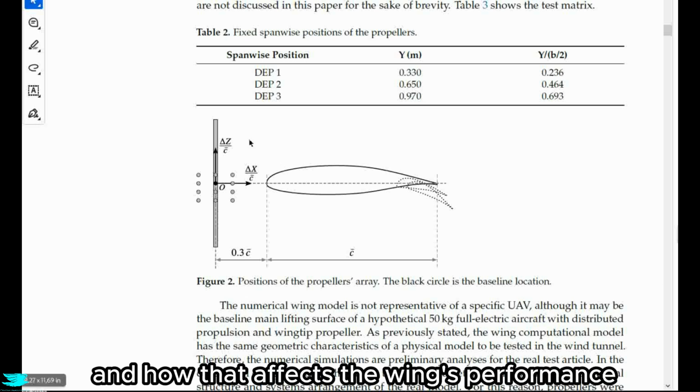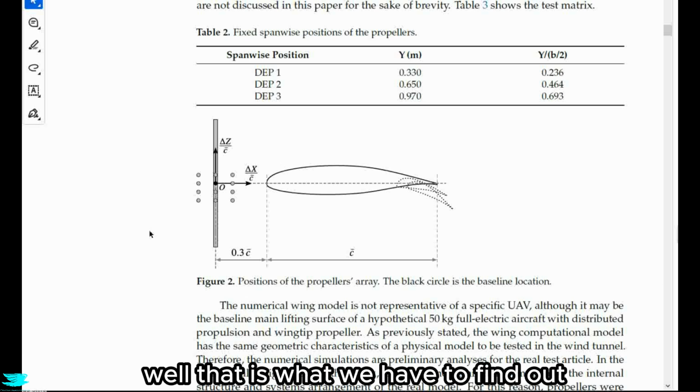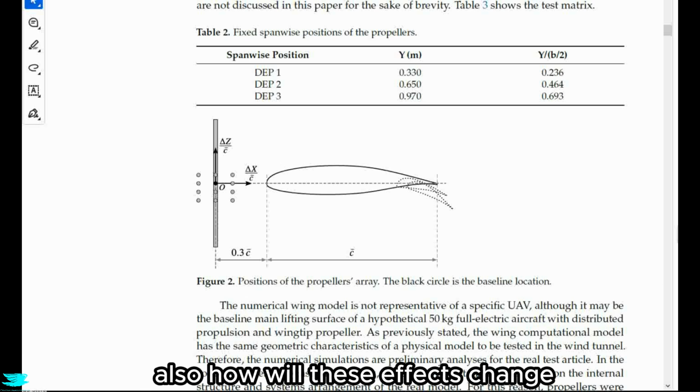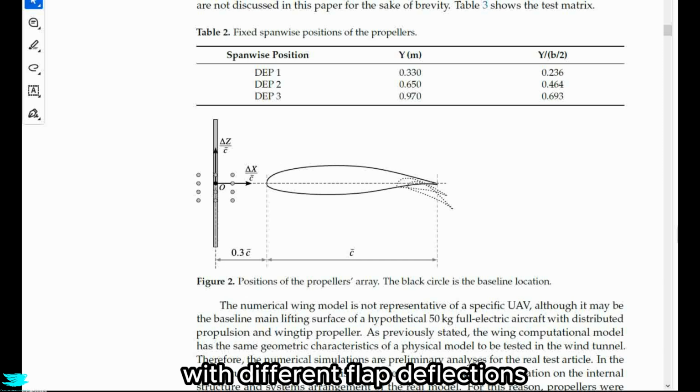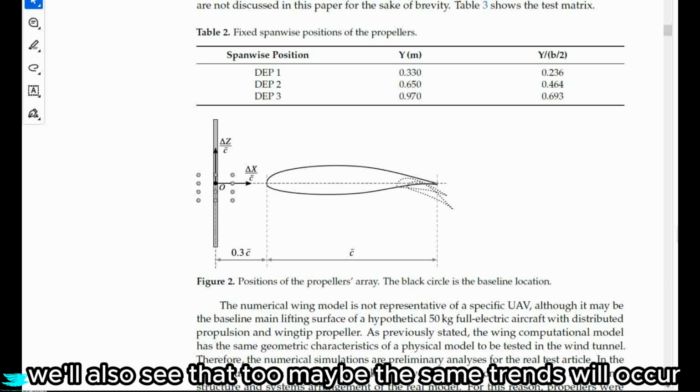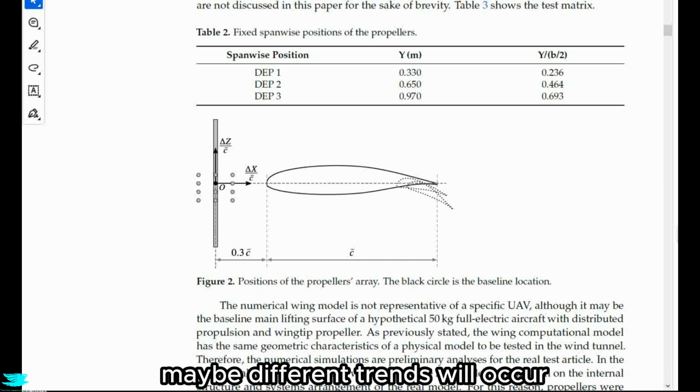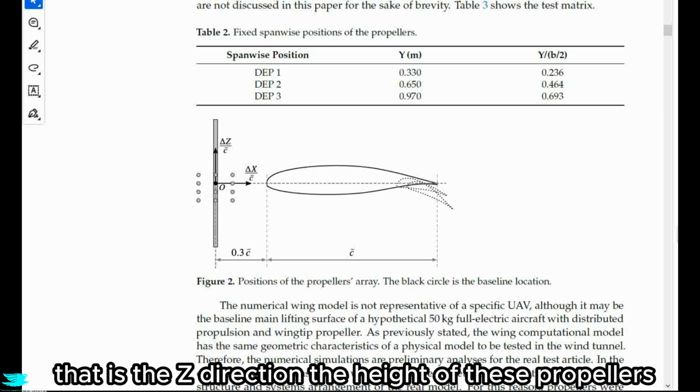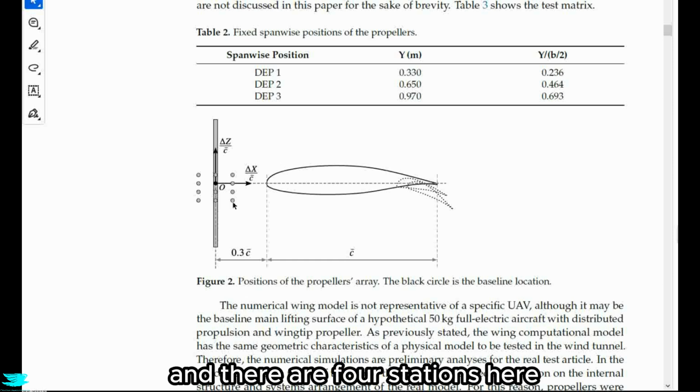And how does that affect the wing's performance? Well, that is what we're here to find out. Also, how will these effects change with different flap deflections? We'll also see that too. Maybe the same trends will occur, maybe different trends will occur depending on the flap deflections. Now that is the Z direction, the height of these propellers up and down. And there are 4 stations here.